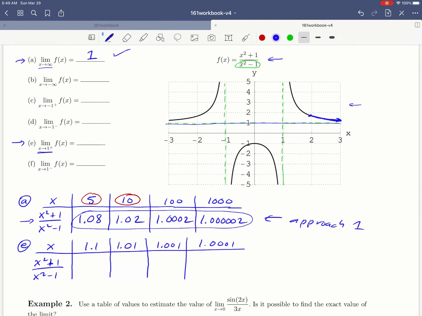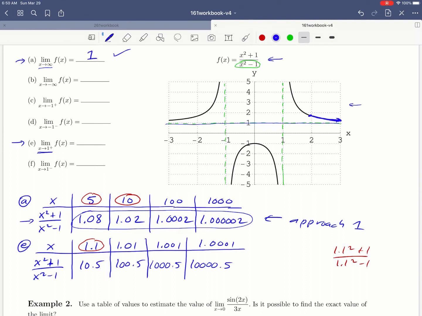Okay, and we're going to do the same thing we did above, just take those numbers and substitute into our function, starting with 1.1. Okay, so 1.1 squared plus 1 over 1.1 squared minus 1. If you do that calculation, you're going to get 10.5. You can try that on your calculator. Okay, and you'd move over and try it for 1.01. That ends up being 100.5. And then 1,000.5, and then 10,000.5.